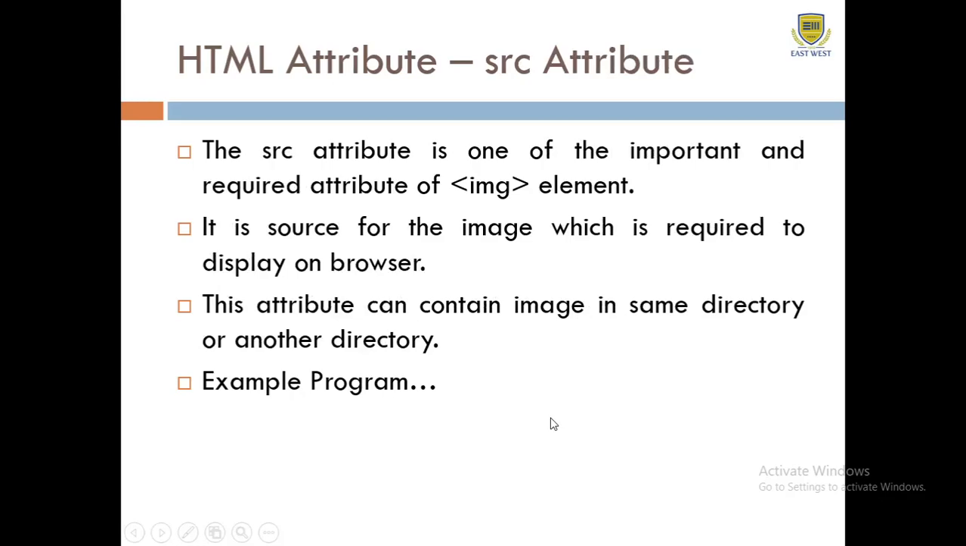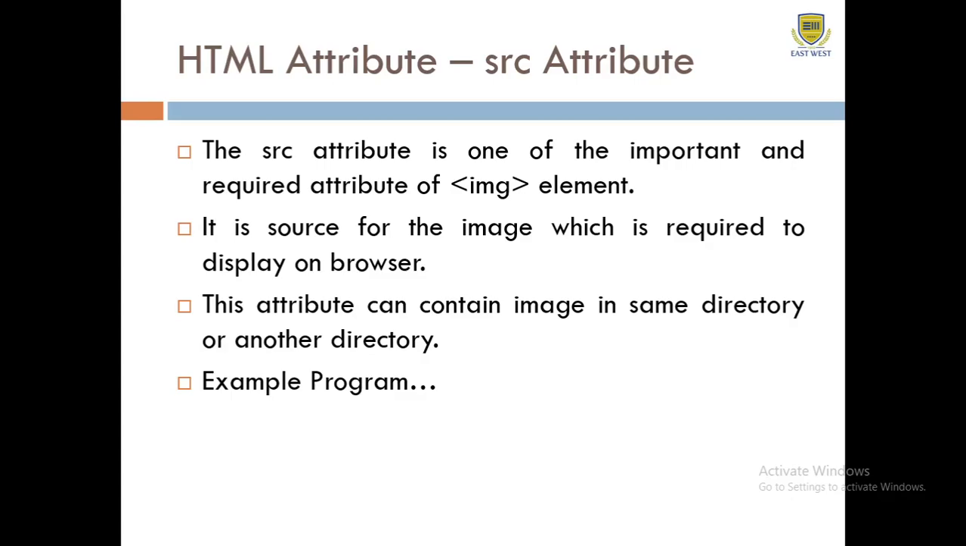The next attribute we will learn is src. This src attribute is one of the important and required attributes for the image tag or image element. It is the source for the image which is required to display in the browser. If I want to display any image, any JPEG file, any GIF file or any animated image on the website, I will use the image element with the src attribute. This attribute can contain an image in the same directory or in another directory. The image name or source should be correct, or else the browser will not display the image.